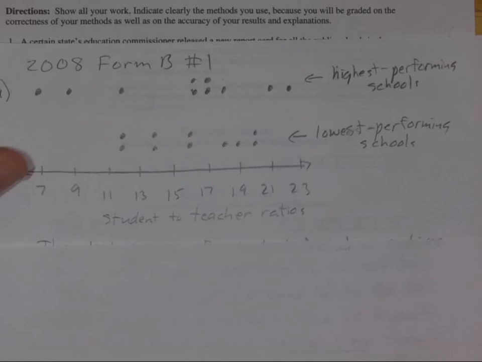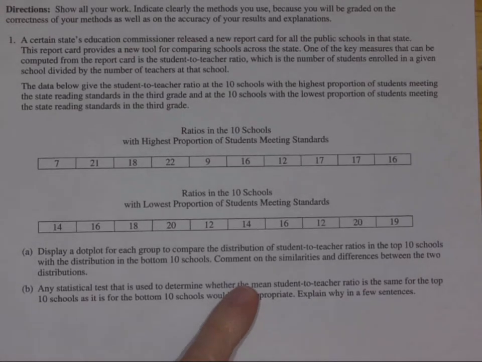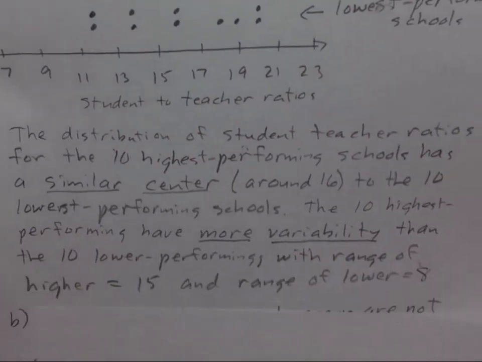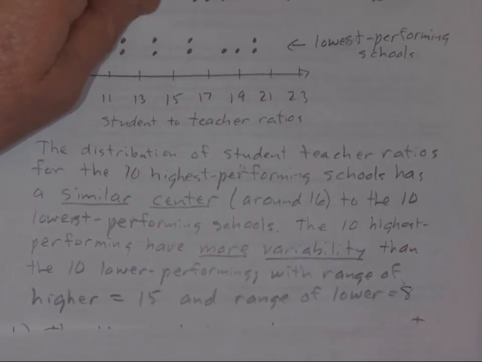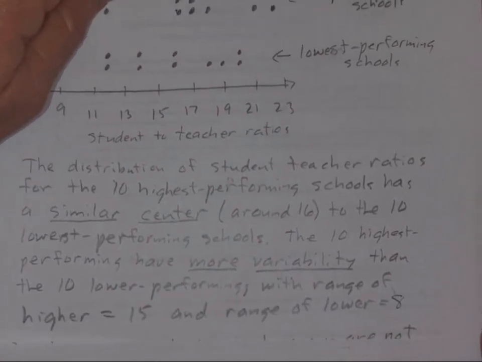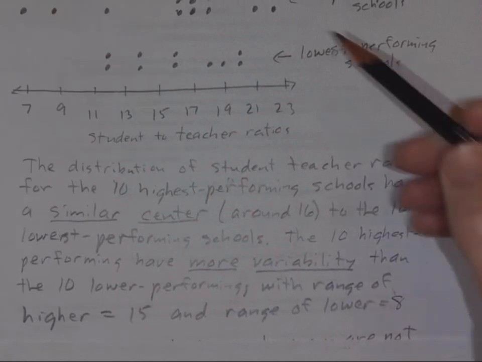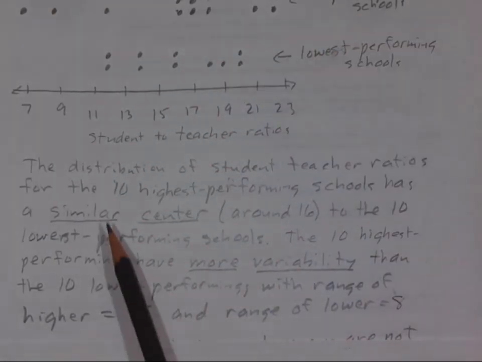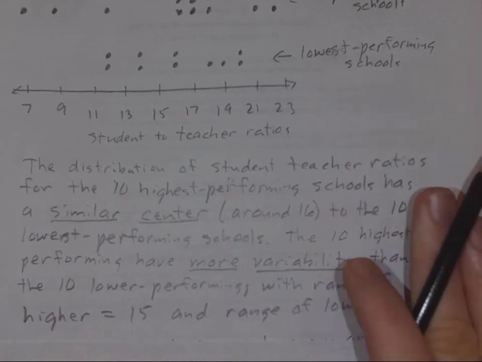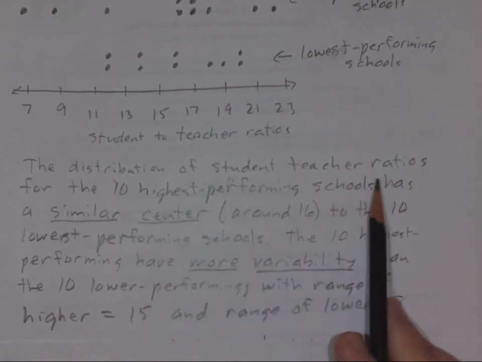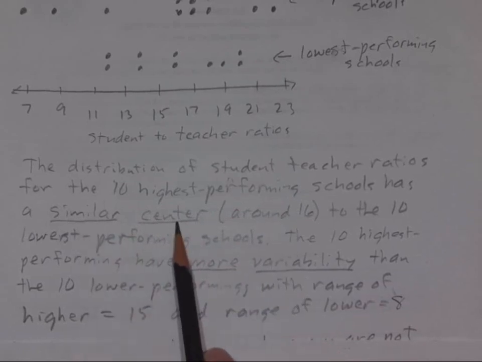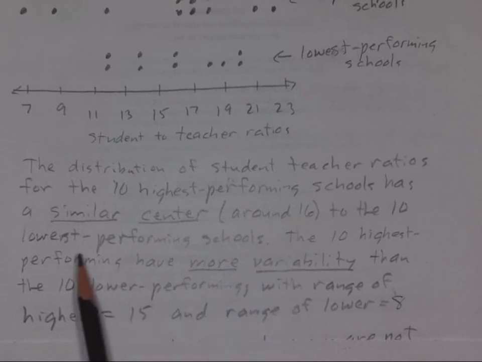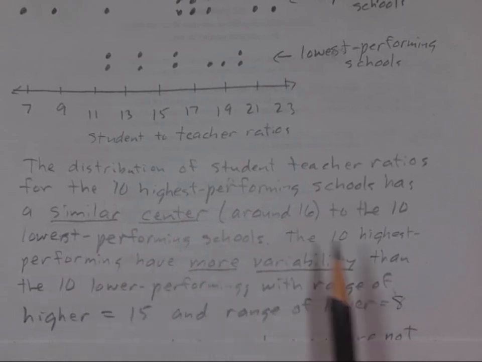But this one specifically asked to compare the similarities and differences. And so you really just had to say something like this would be fine. You would notice the similarities is their centers are quite similar for these two distributions. They're both centered around 16. And so you'd say the distribution of student-teacher ratios. Make sure and say the context. The distribution of student-teacher ratios for the 10 highest performing schools has a similar center, around 16, to the 10 lowest performing schools. So that would be a similarity.